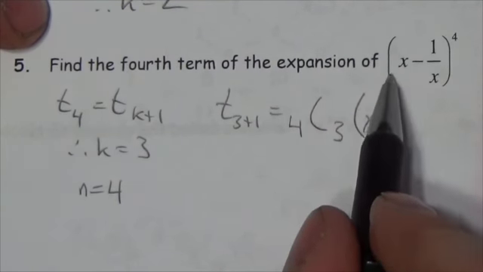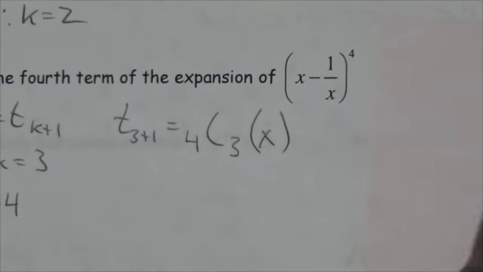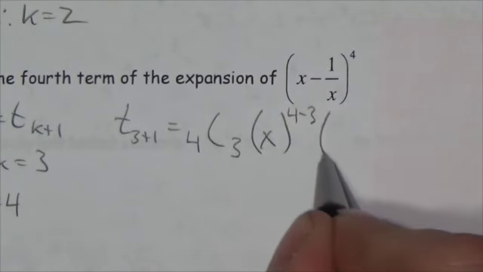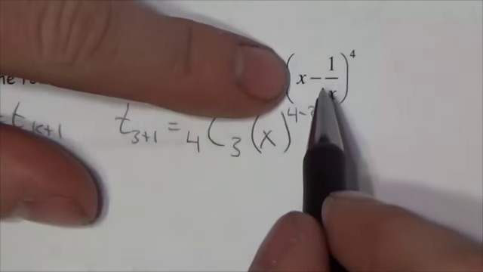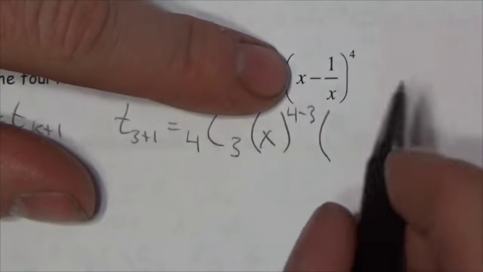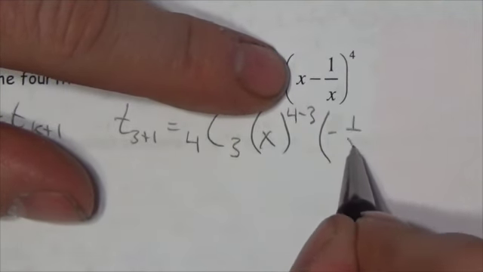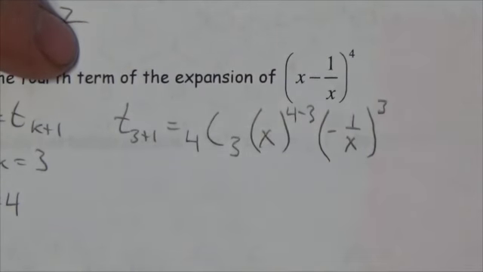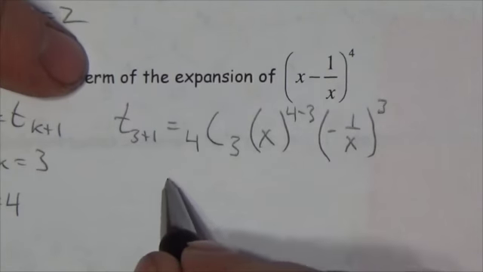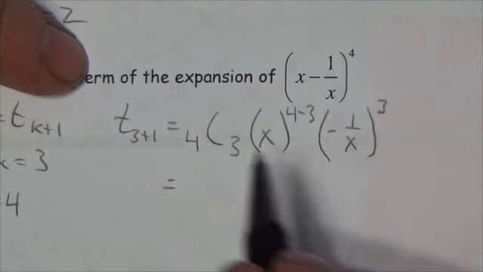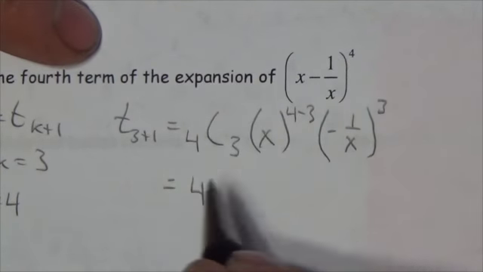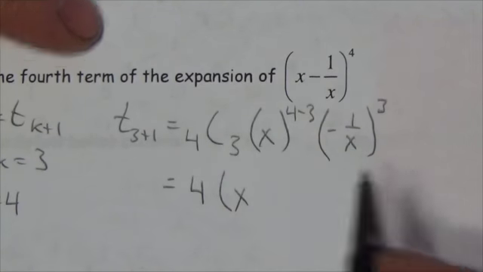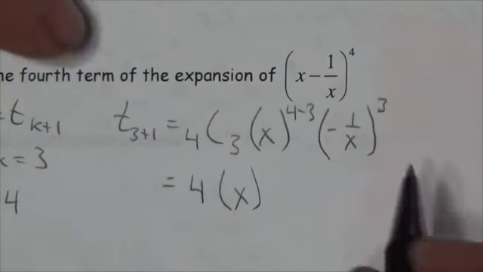Now in this case, the first term is x, so this is just business as usual. So x to the 4 minus 3. But the y is a little bit different now. Now it's negative 1 over x. So this will be negative 1 over x, to the k, in this case that's going to be cubed. Now, 4 choose 3 is going to be 4. x to the 4 minus 3, well 4 minus 3 is just 1, so it's just going to be x.